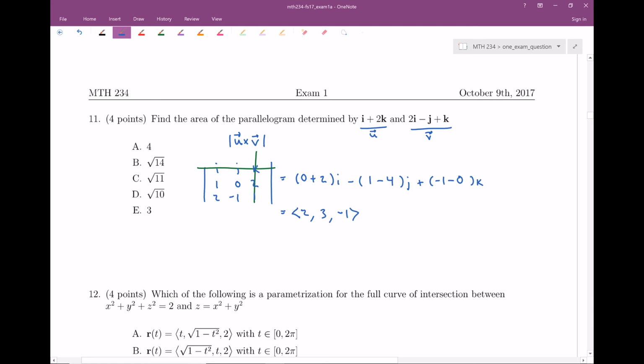Now I need to take the magnitude of that cross product in order to figure out what is going to be the area of this parallelogram. So this is going to be the square root. 2 squared is going to be 4. 3 squared is going to be 9. Negative 1 squared is going to be 1. So this is going to be the square root of 14 altogether, and that's going to be answer B.